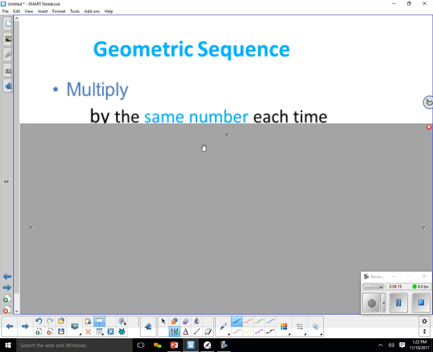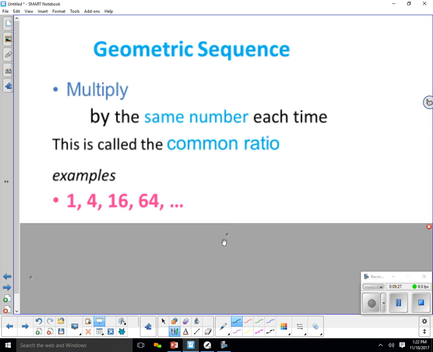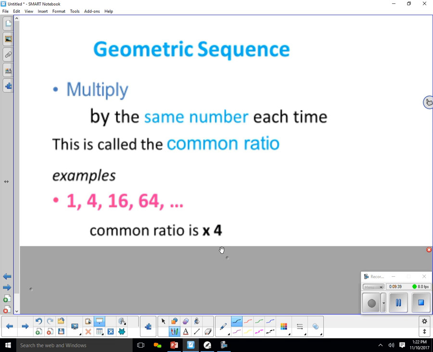All right. So again, geometric, you don't have to write this one. We're going through some examples. We're multiplying by the same number, and that's called a common ratio. 1, 4, 16, 64. What am I multiplying by to get to the next number, Jacob? I'm multiplying by 4. So my common ratio is 4.